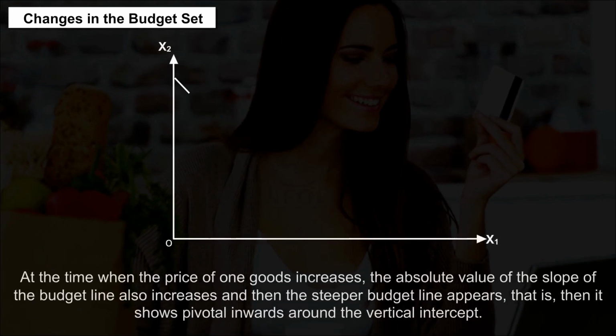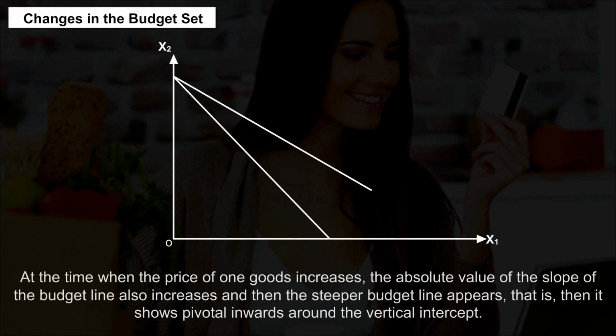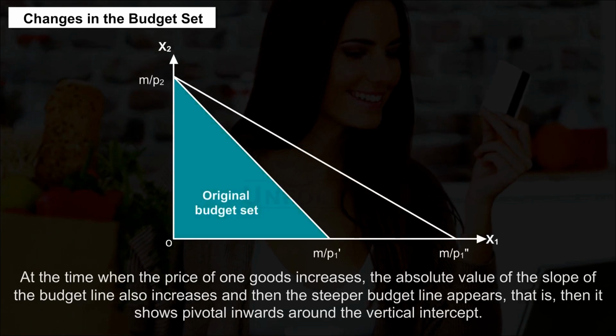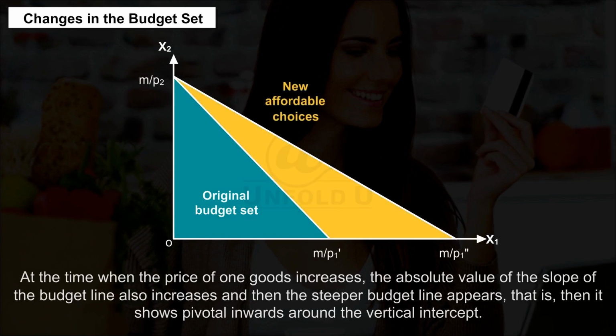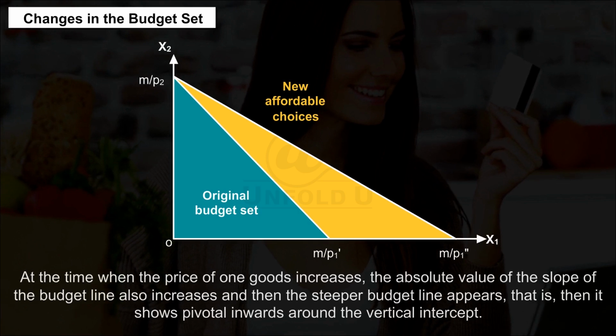At the time when the price of one good increases, the absolute value of the slope of the budget line also increases, and then a steeper budget line appears. That is, it shows a pivot inwards around the vertical intercept.